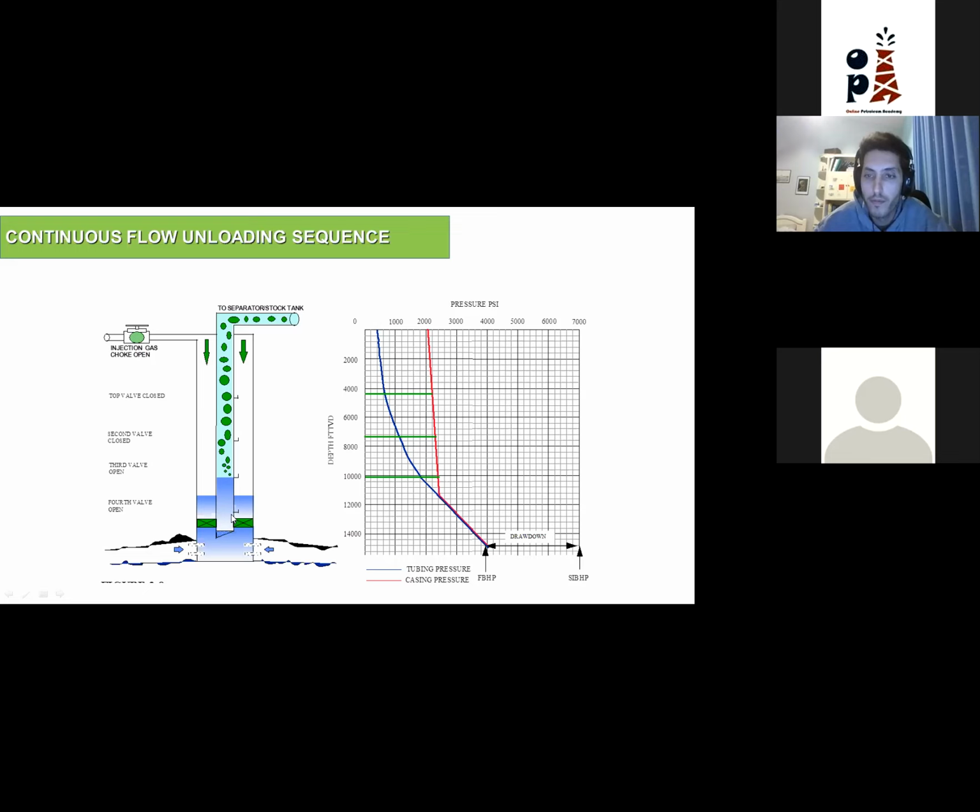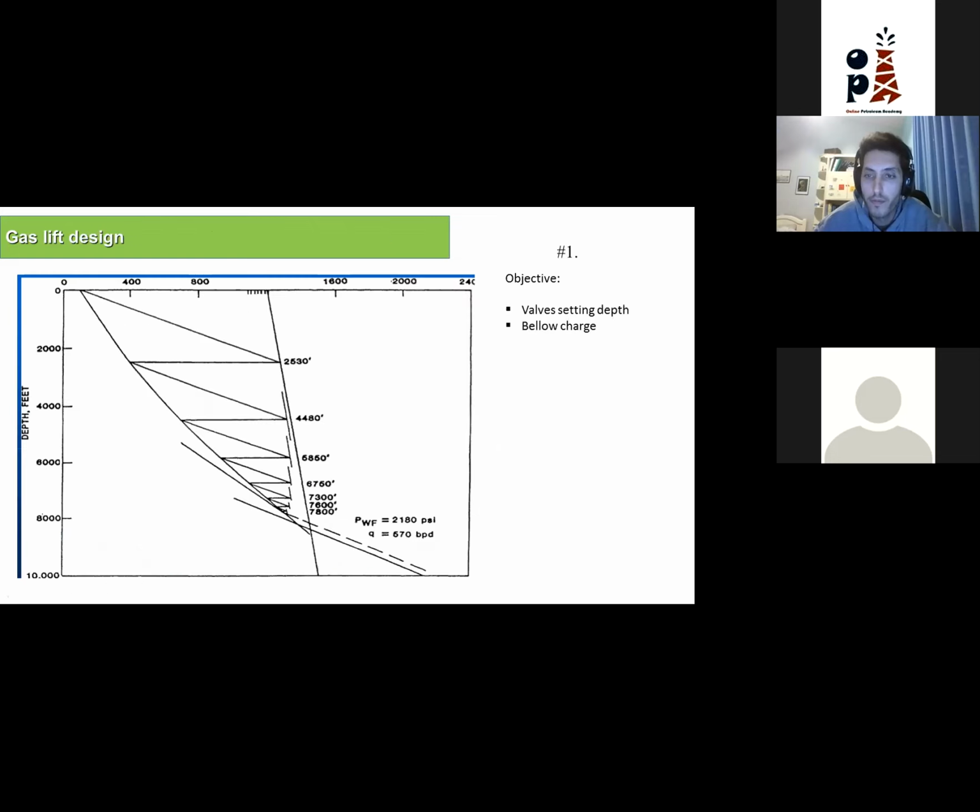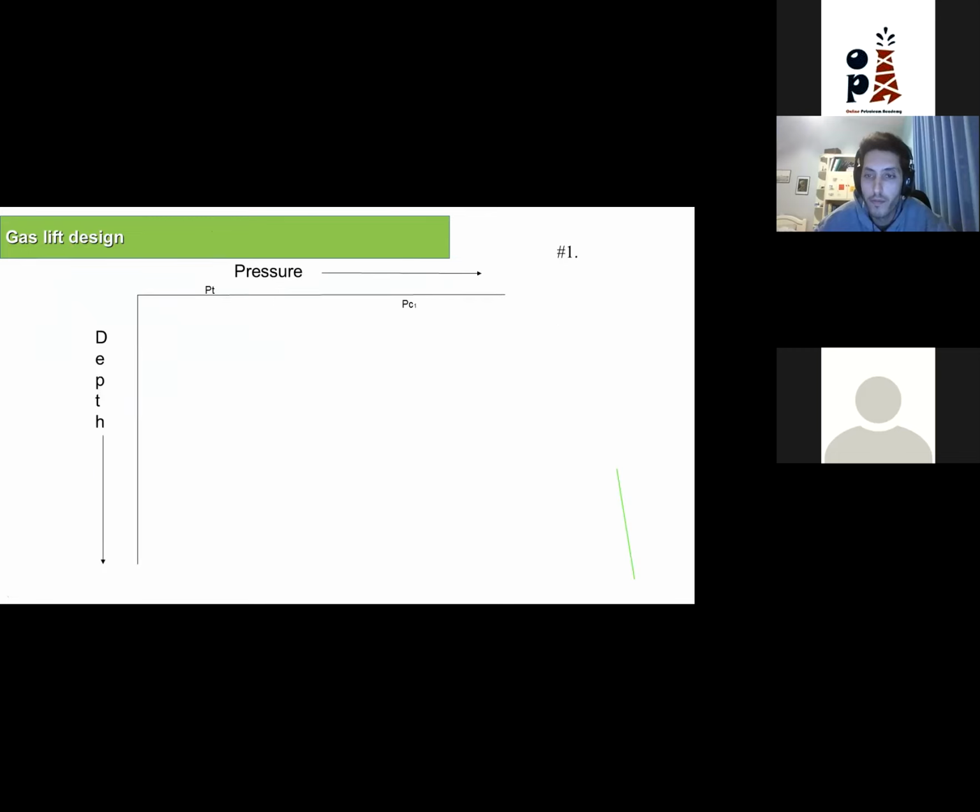I have to choose where my operating valve will be, and if I have whiskey valves, I choose where they will be, and I try to calculate how many unloading valves I need and how they will be charged. So actually it starts with something like this.